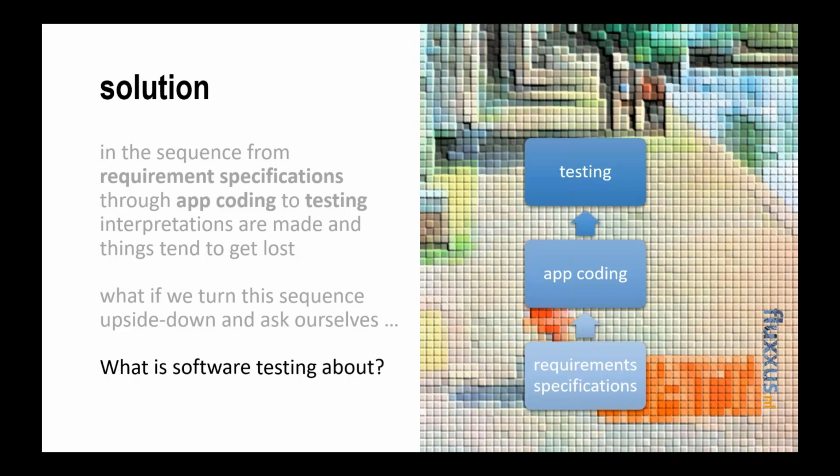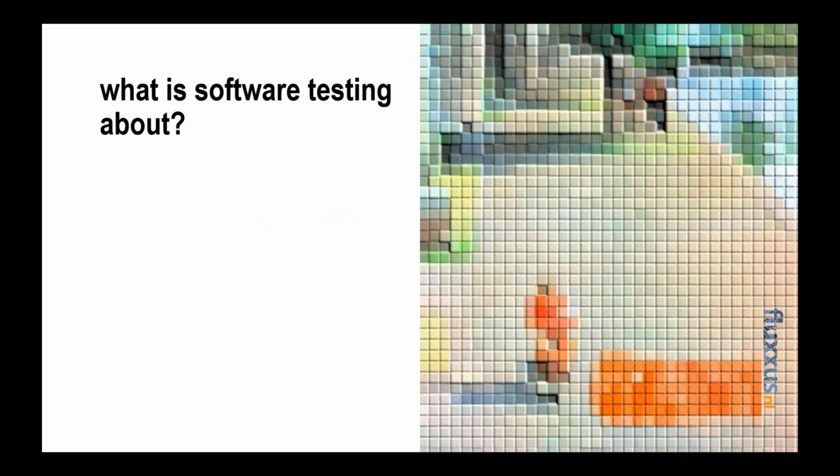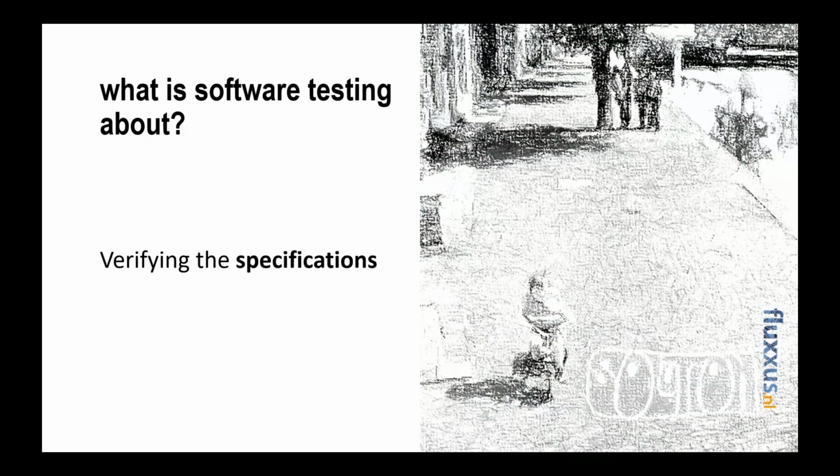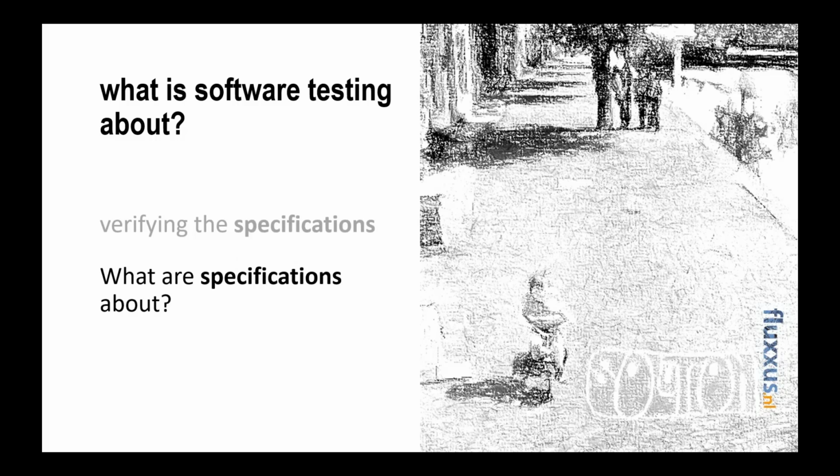What is software testing about? I think that's a very relevant question, because this leads to the fact that that is part of the solution. First, you could say we have specifications, and when we are testing, we want to verify the specifications. Okay, great, that's clear. What are specifications about in the end? Specifications lead to a software package, a feature. And what is a software package? It's nothing more than behavior.